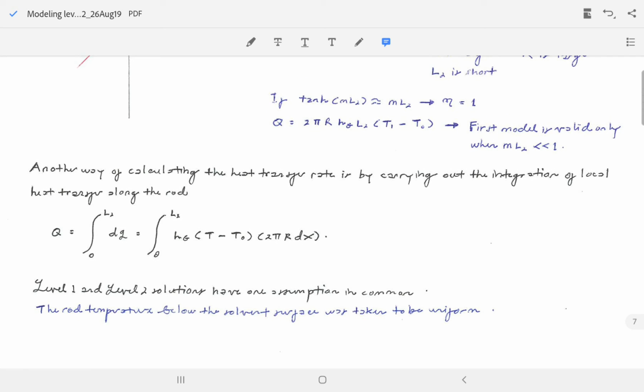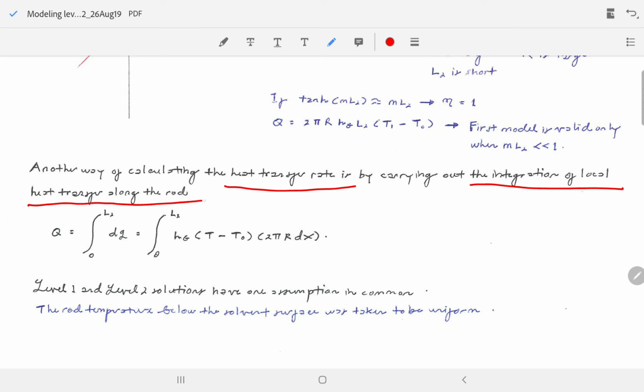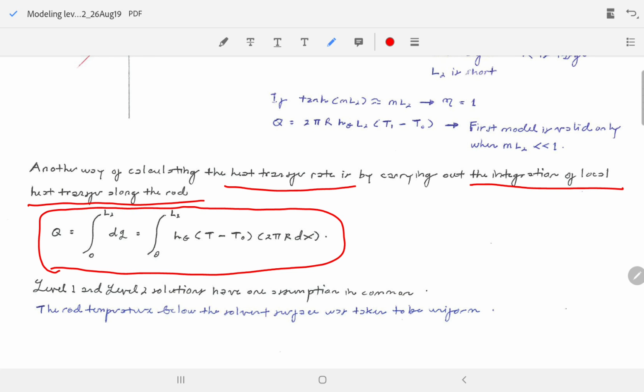And I have shown you the way to calculate Q. An alternative way of calculating the heat transfer rate is by carrying out the integration of the local heat transfer along the rod. So basically you will integrate all the heat loss that happens from 0 until L2. For those who are interested, you can integrate this and check if the result you get is equal to the Q that we derived earlier.